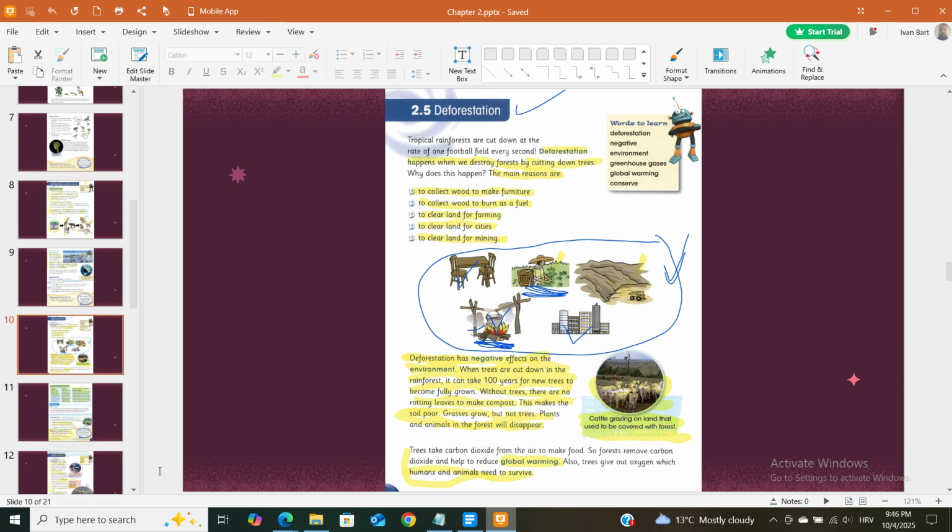This makes the soil poor. Grasses grow, but not trees. Plants and animals in the forest will disappear. Cattle grazing on land that used to be covered with forest.